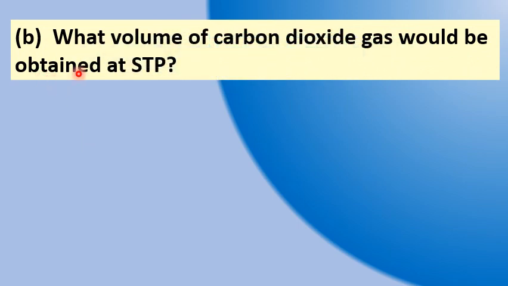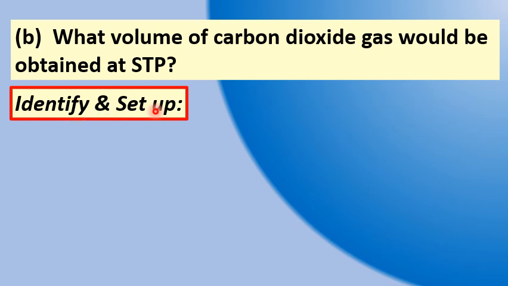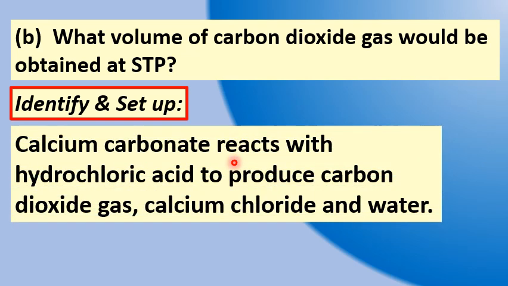And question letter B, what volume of carbon dioxide gas would be obtained at STP or standard temperature and pressure? So for our solution, we first write the balanced chemical equation as shown here.